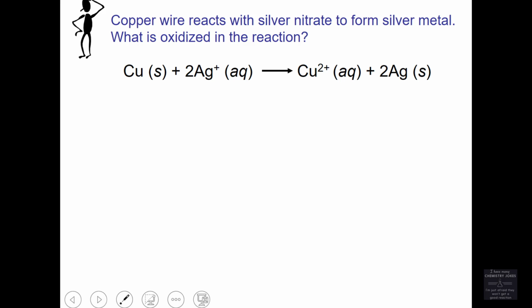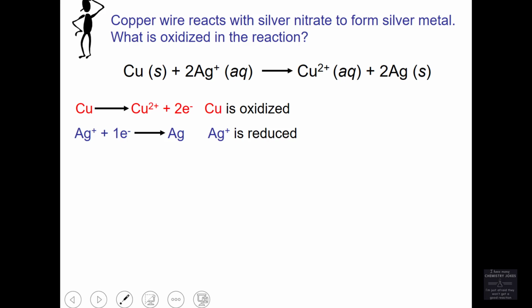Note that 2 silvers are needed to react with copper because silver has a +1 charge and copper has a +2. So to balance out the charges, you're going to need 2 silvers. Here's one half reaction, here's the other. Which is which? Copper is giving up electrons, so copper is oxidized. Copper lost electrons. Silver was reduced. Silver gained electrons in that transaction.